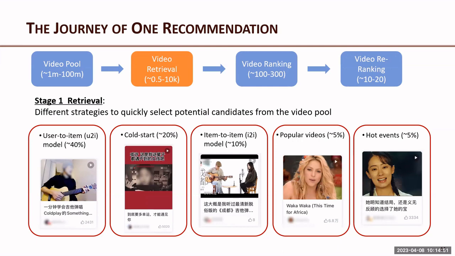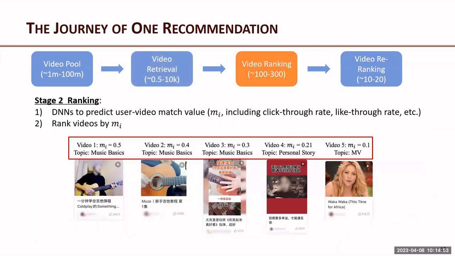And after they retrieve all these videos, they will use an algorithm to rank these videos. Specifically, they will train deep neural nets to predict the match value for each video for the focal user, and rank these videos by the predicted M score from the highest to the lowest, and then select only the top 100 to 300 videos for the final consideration as recommendations.